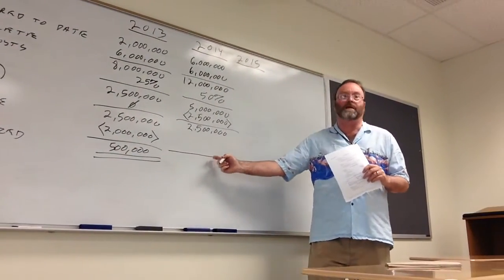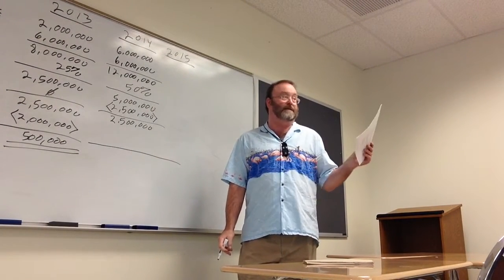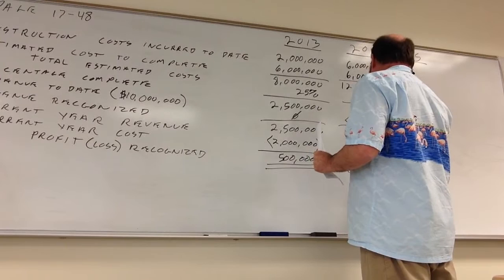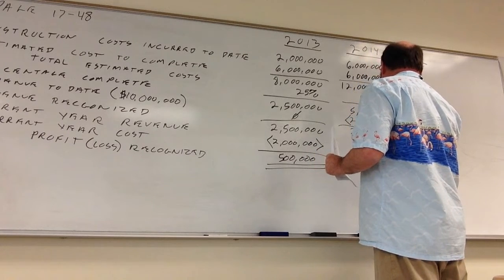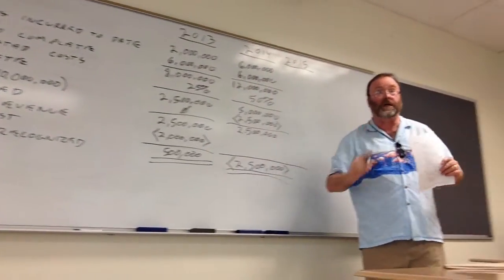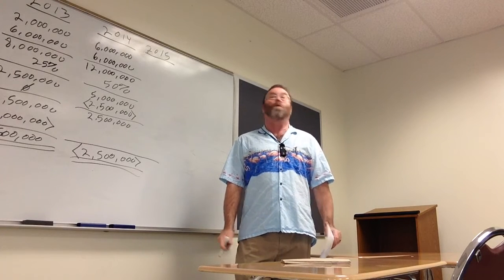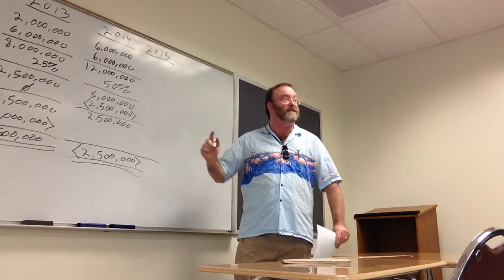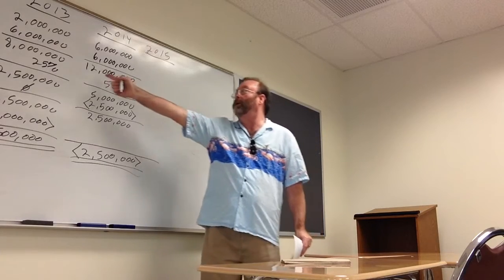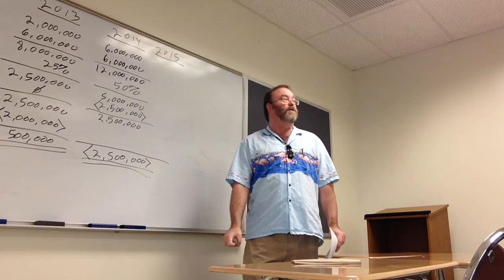What does this number need to be? Exactly. Does everybody see that? This number down here needs to be a $2,500,000 loss, because we're expecting to lose $2 million on the total project. We've already taken $500,000. So our 2014 loss has to be $2,500,000. Why is it a loss? Well, because we're building it for $12 million and we're only charging them $10. Oh, okay. Not a good deal.